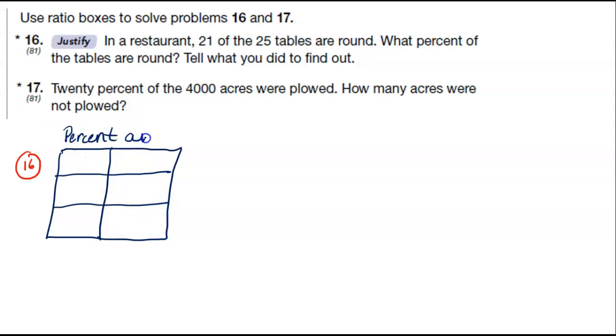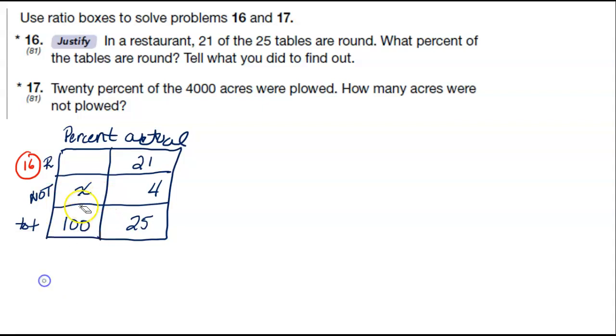Percent, actual. Okay, so this is our total, and whenever percent is up here, this is going to be 100. This is going to get awkward when it's not, but it's going to be 100 for now. So we have round tables and not round tables. So 21 out of the 25 tables are round, which means 4 are not round. I'm trying to find the percent that is round.